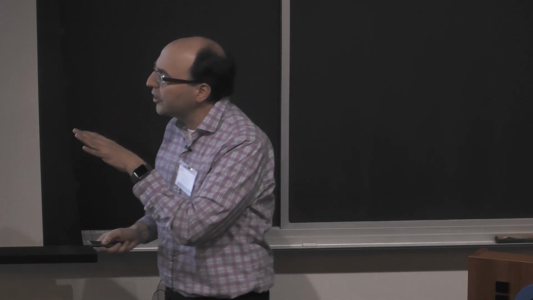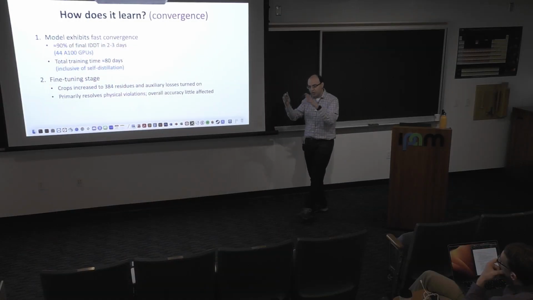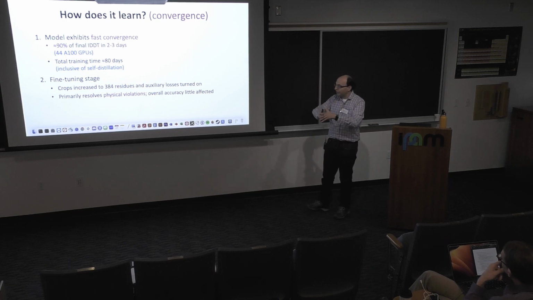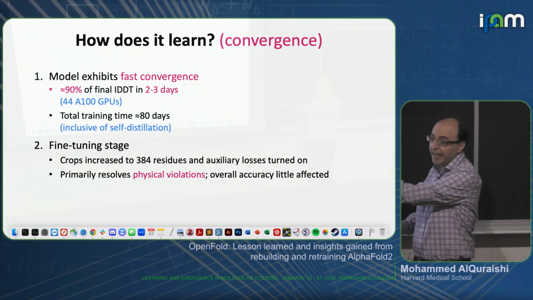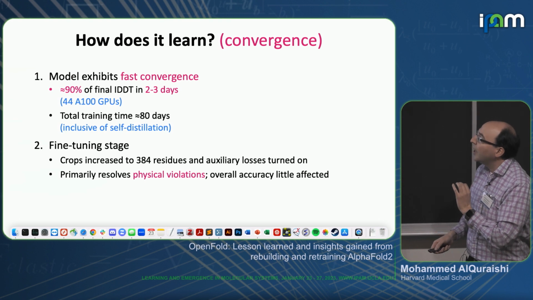Another minor point, but an important one. The way AlphaFold is trained is there's kind of two stages. There's an initial stage where the model is trained on smaller proteins, and then they're expanded, and a bunch of new auxiliary losses are turned on, and then it's trained even further. And this fine-tuning stage is very expensive. It's about 80% of the total compute.